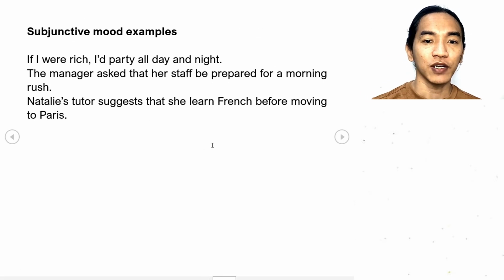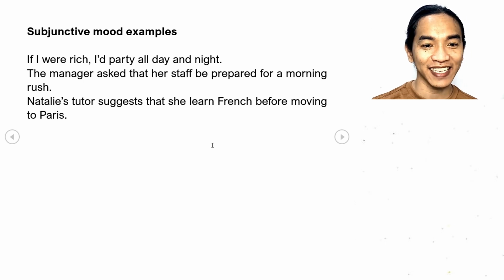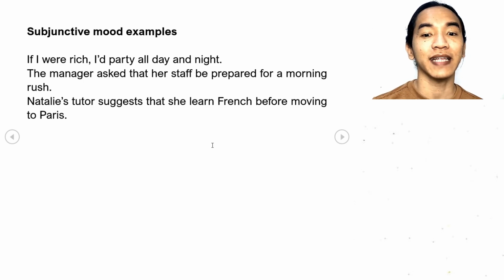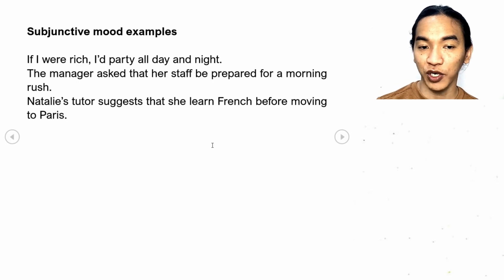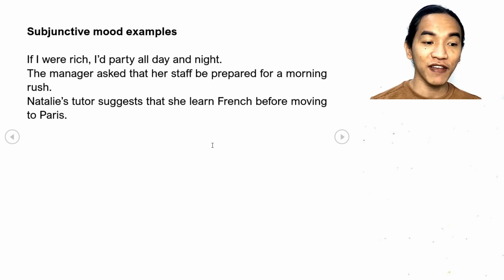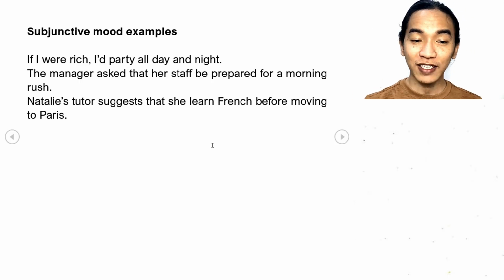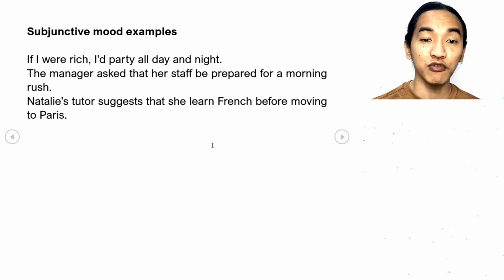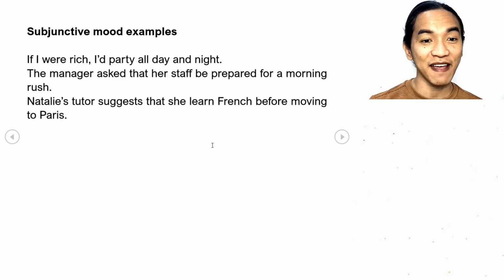Now, subjunctive mood examples: If I were rich, I'd party all day and night. The manager asked that her staff be prepared for a morning rush. Natalie's tutor suggests that she learn French before moving to Paris. Anyway, these are the three common moods that we have in English grammar. I want you to please understand them very well.